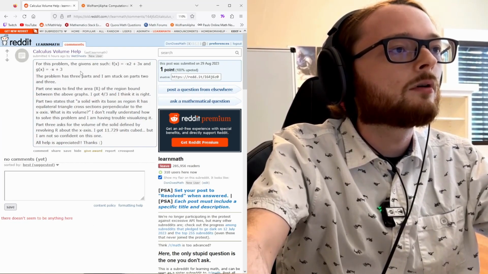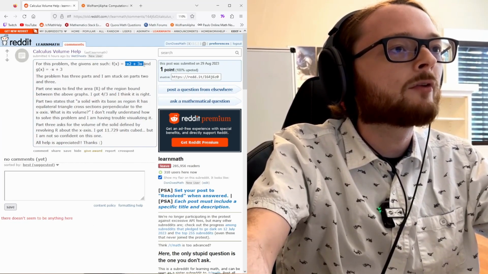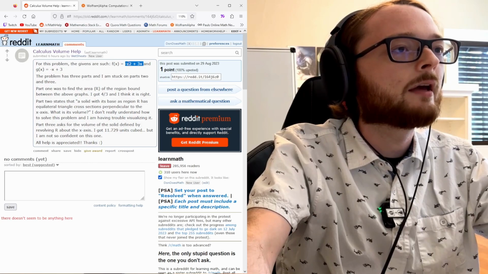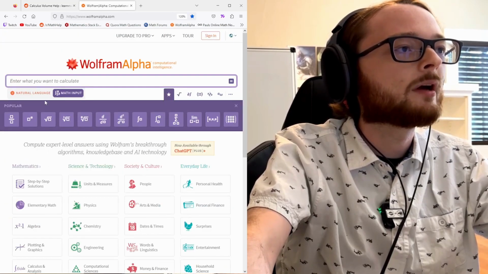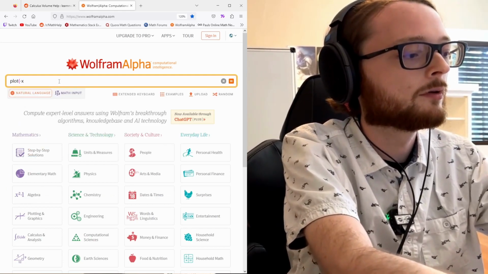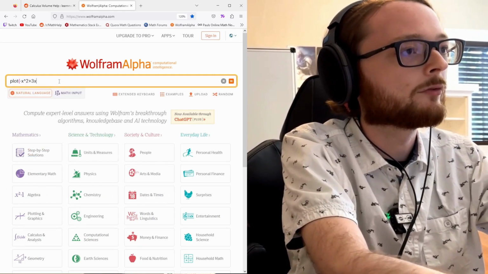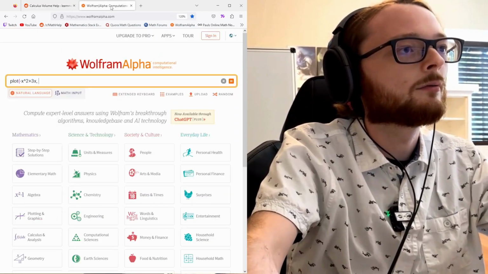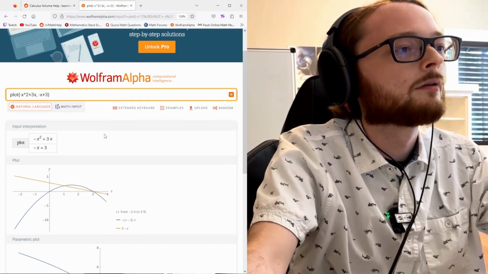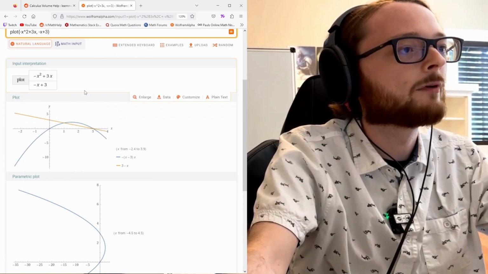So this is a parabola facing down. I think it has to be the upper function. I guess we should plot these just to be absolutely sure. Minus x squared plus 3x and minus x plus 3. Okay, yeah, so the parabola is the upper function.